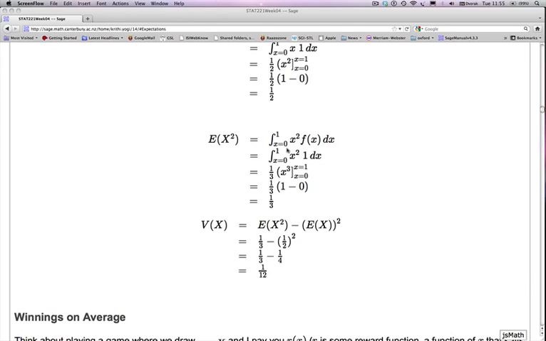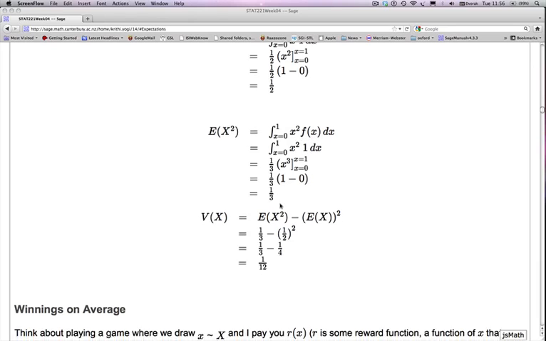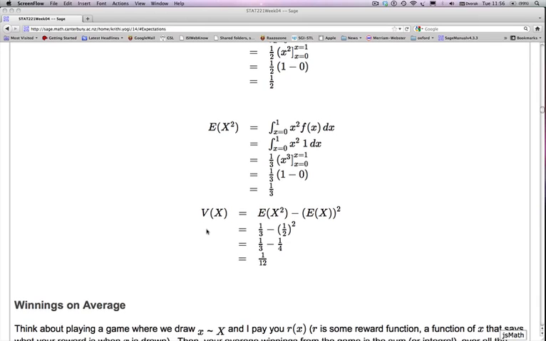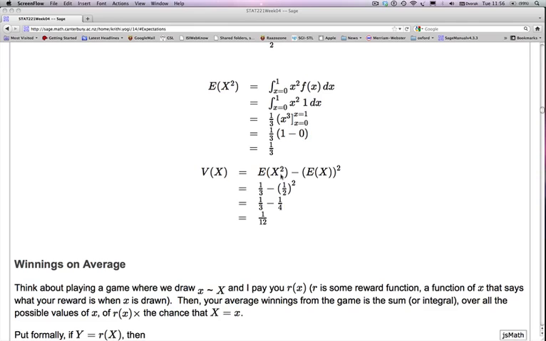The expectation of the second moment is 1/3, where we simply integrate x squared against f of x dx. Finally, the variance of the uniform 0,1 random variable is the expectation of x squared minus the expectation of x, the whole squared, which is just 1/3 minus half squared, which is 1/12.